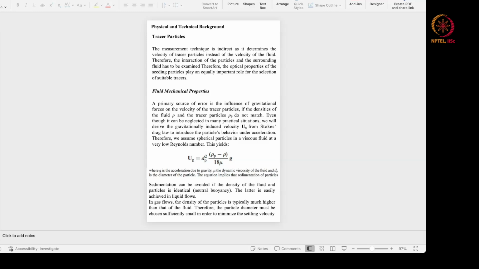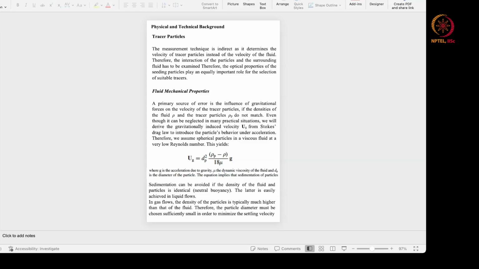Now that we have done this, let us take a look at the tracer particles. We already said that they are the backbone of PIV measurement, right? The measurement technique is indirect. We measure the velocity of the tracer particles instead of the velocity of the fluid. Therefore, the interaction of the particles and the surrounding fluid has to be examined, because we are assuming that the particles actually follow the flow field. Therefore, the optical properties of the seeding particles also play an equally important role in the selection of suitable tracers. So let's look at the fluid mechanical properties first.